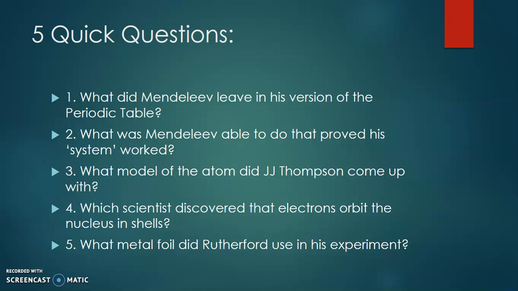Number 4, which scientist discovered that electrons orbit the nucleus in shells? That was Bohr, B-O-H-R. And number 5, what metal foil did Rutherford use in his experiment? He used gold foil. They talk about the gold foil experiment. So hopefully you've done okay in those, and you're retaining or revising some of the stuff we've been doing. Hopefully you are all still safe and well, obviously, and doing okay.